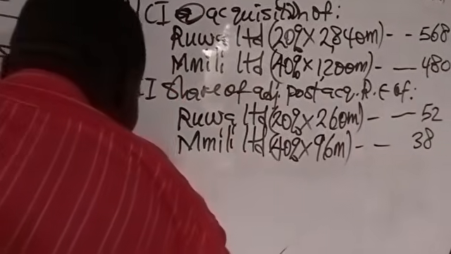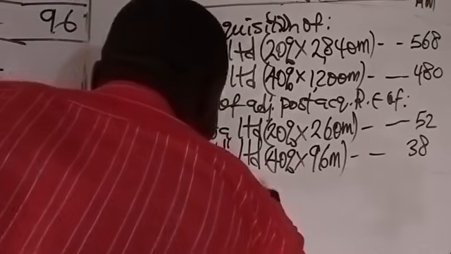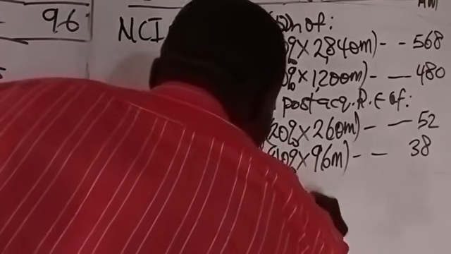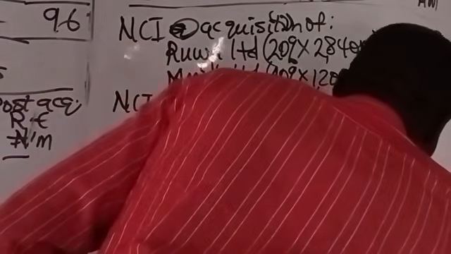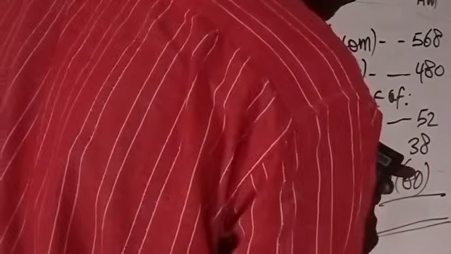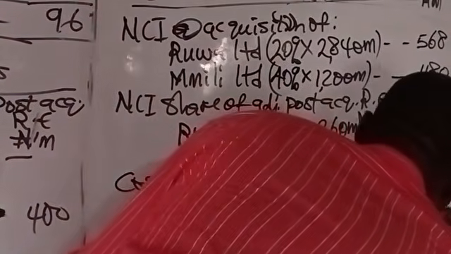So we are going to have the NCI share of the cost of acquisition. Remember, NCI is 20% times the cost of 400 million. So 20% of 400 million gives us 80 million. So you are going to deduct that 80 million. We have 568 plus 480 plus 52 plus 38 minus 80. We have 1,058.